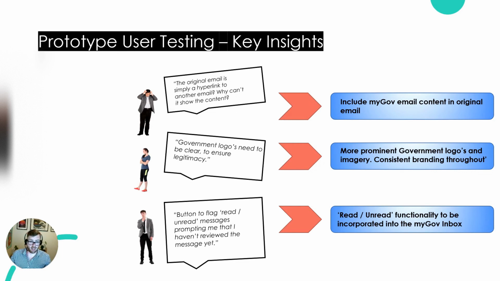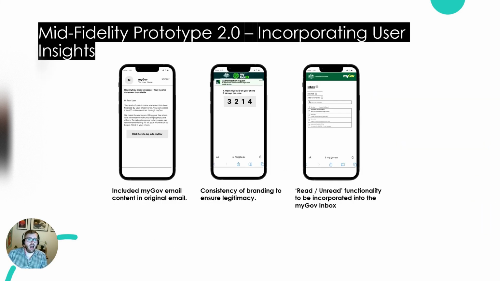Another insight was comments around the government logos being clear and ensuring consistency of branding to give the nod to legitimacy. So I was conscious to adapt that into my prototype to make it more consistent and appear more legit. As well as some upgrades to the functionality in the MyGov platform, such as the email inbox and having a method to see read or unread messages and some functionality to prompt me to view any messages that I haven't reviewed yet. And this is basically an example of me incorporating some of the insights that I learned from the user testing.